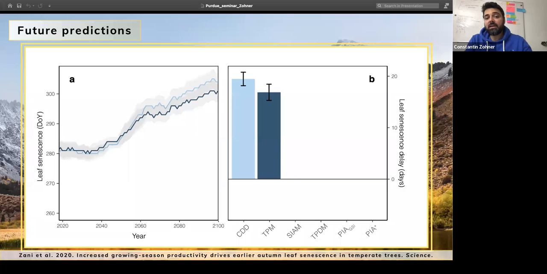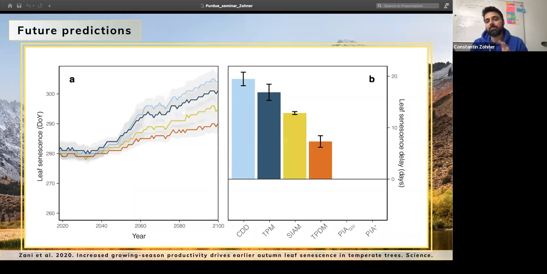And we can then include these predictions into so-called process-based phenological models. There are historic models of autumn senescence. They mainly relied, as I already said, on autumn temperature. And if we run these models, what we see here is the prediction for the rest of the century. We see that these models that rely on autumn temperature predict strong delays in autumn senescence.